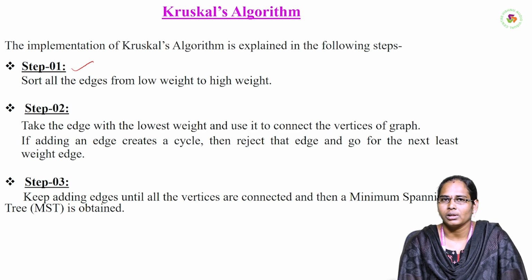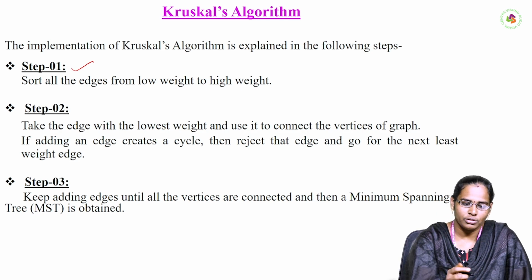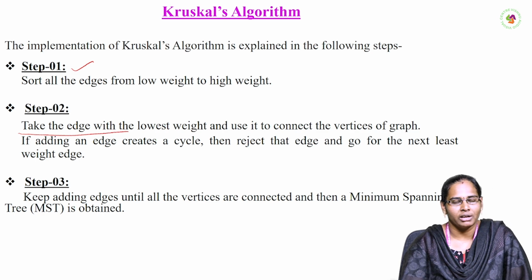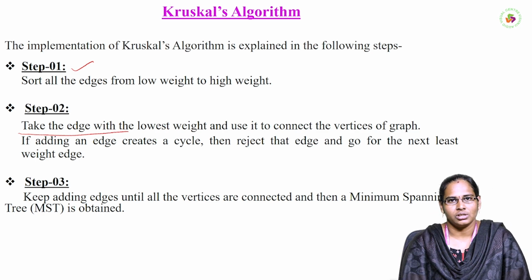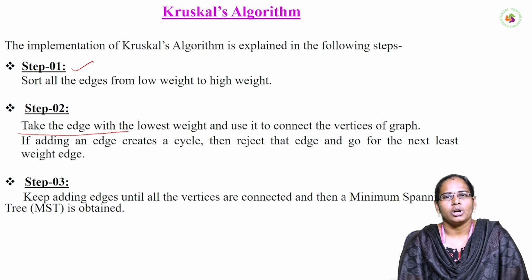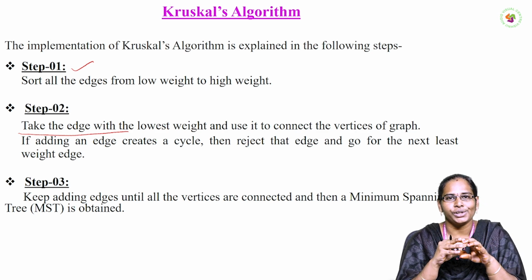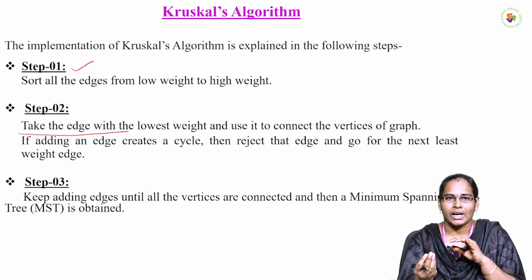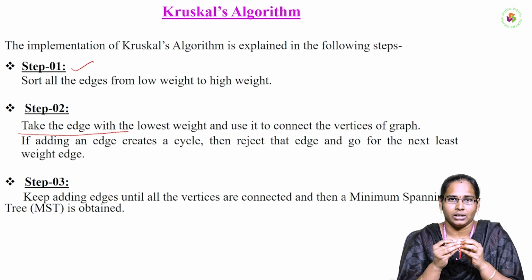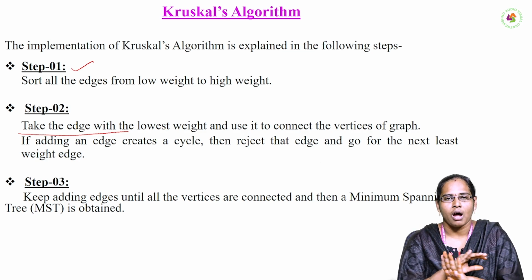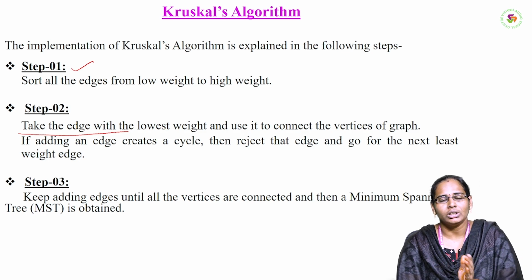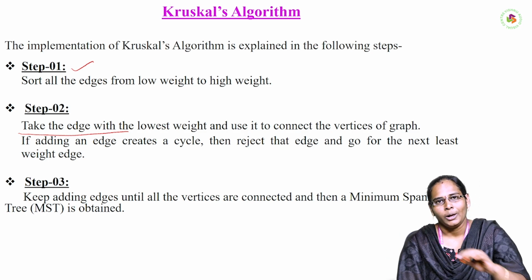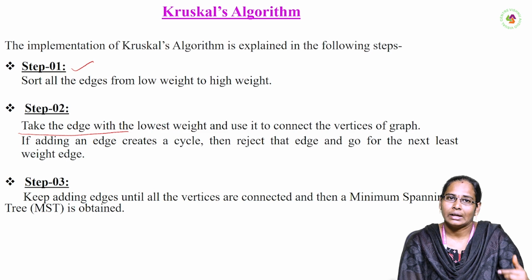After arranging all the edges in sorting order, we have to take one by one edge and connect all the edges in sequence. Suppose when we connect the edges, if the graph contains a cycle, if it forms a cycle, then you have to reject that particular edge. Then we move to the next minimum weight edge. This is the procedure we follow in step 2.